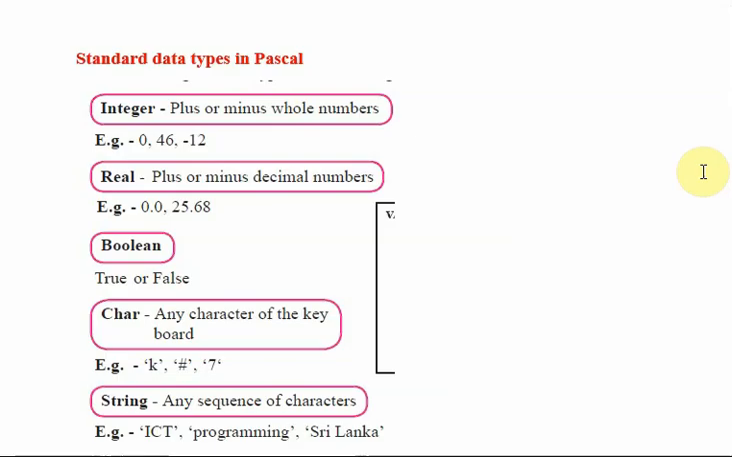To represent a character we use the word char, any character. String means a word within the inverted commas. Even if you type a number, let's say 1 2 3, within the inverted commas, that is considered a string, not a number.